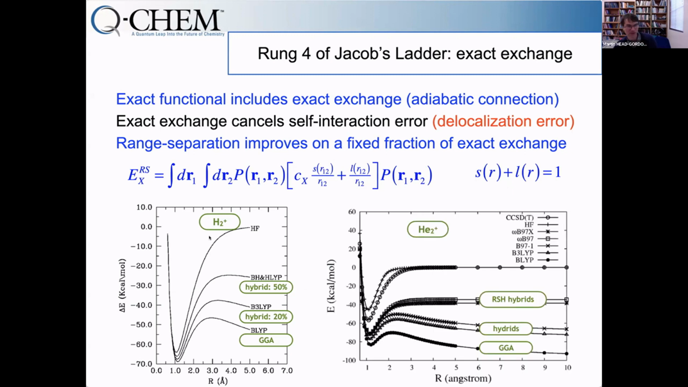Here's a more difficult problem than H2+. It's helium 2+. It's now got 3 electrons. This is sometimes called the 3 electron 2 center bond. It's more difficult than H2+ in the sense that the GGAs do even worse. In other words, the energy of 2 helium 1/2 pluses is below the energy of the molecular ion. There's a barrier on the way out, but that's the delocalization error playing a role. The range separated hybrids don't cure it completely, but they make it less bad.